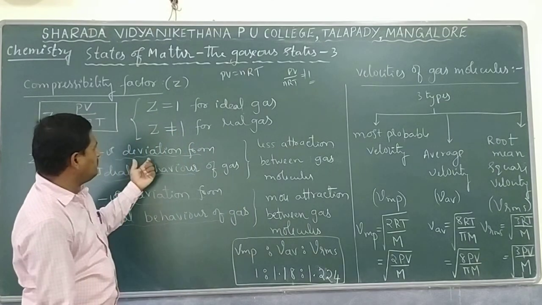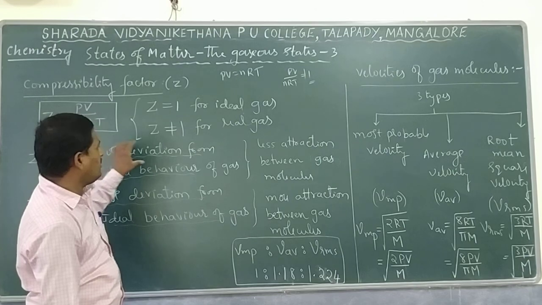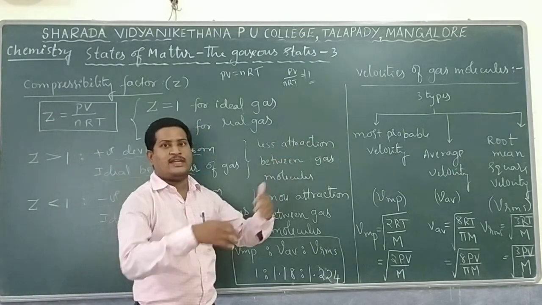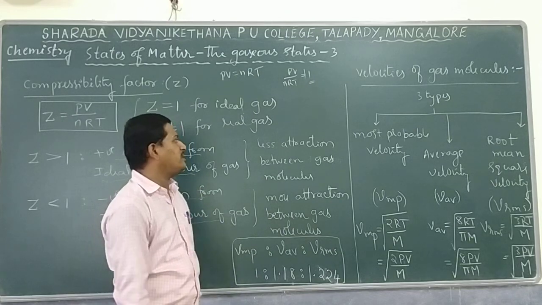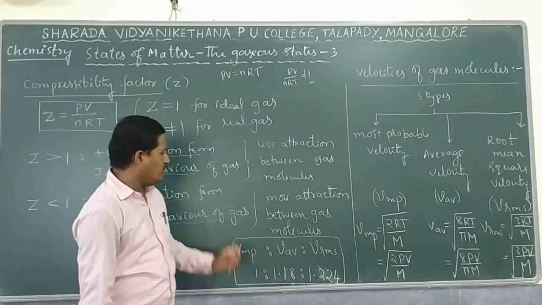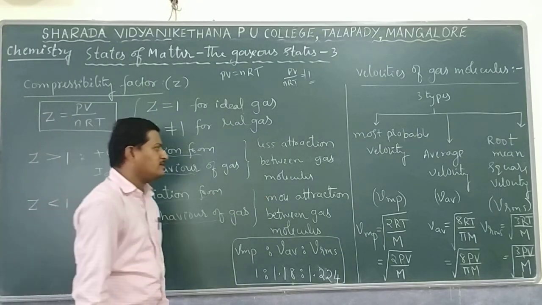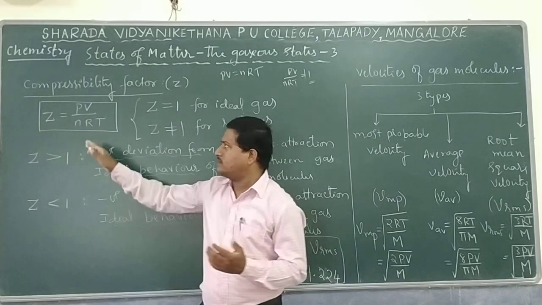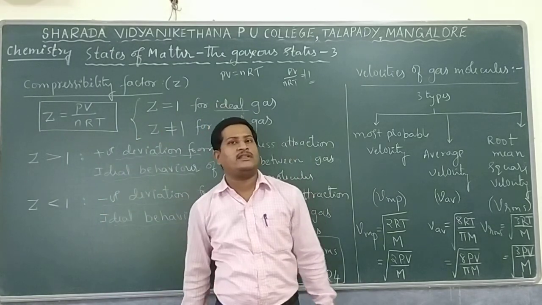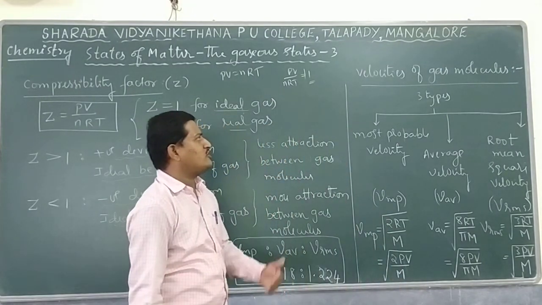Why is positive deviation observed? Why is negative deviation observed? For positive deviation, the attraction must be less, so there is less attraction between the gas molecules. And for negative deviation, more attraction must be present between the gas molecules. In that way, using this relation, it is easy to find whether the given gas is ideal or real. A very easy way to identify the nature of the gas.